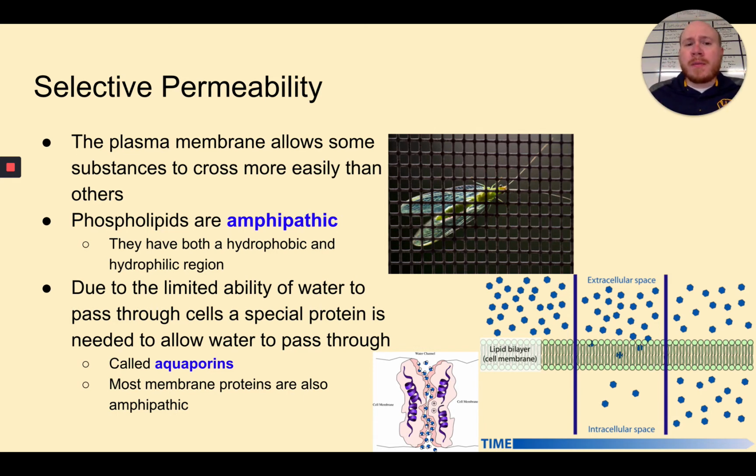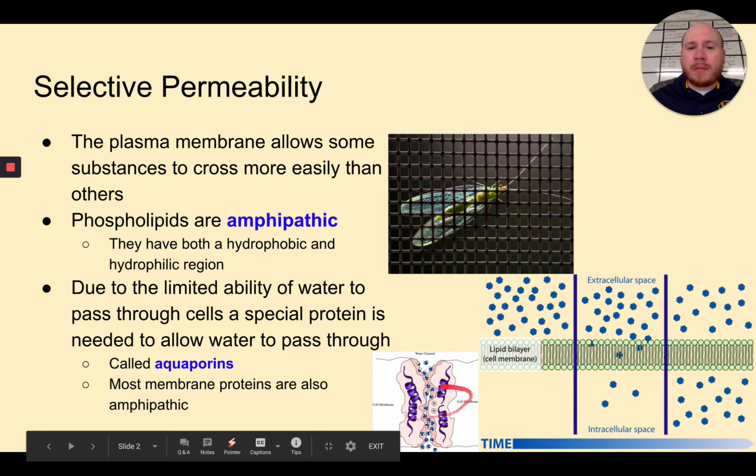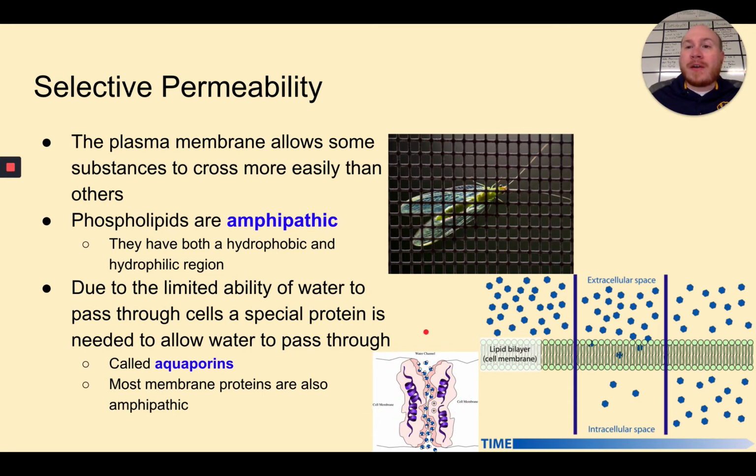Due to the limited ability of water to pass through cells, a special protein is actually needed to allow water to pass through it. Water can pass through the cell membrane, but it needs some help a lot of times. It can fit through, but it's not fast enough to allow for certain nutrients and other things to get moved in and out of the cell, which is part of homeostasis. So the cell uses these proteins called aquaporins. Here's a little picture of an aquaporin, and they allow for water to pass freely both into and out of the cell.